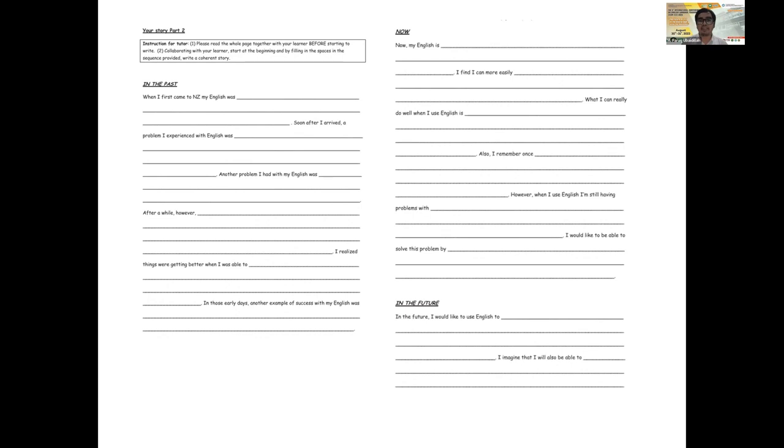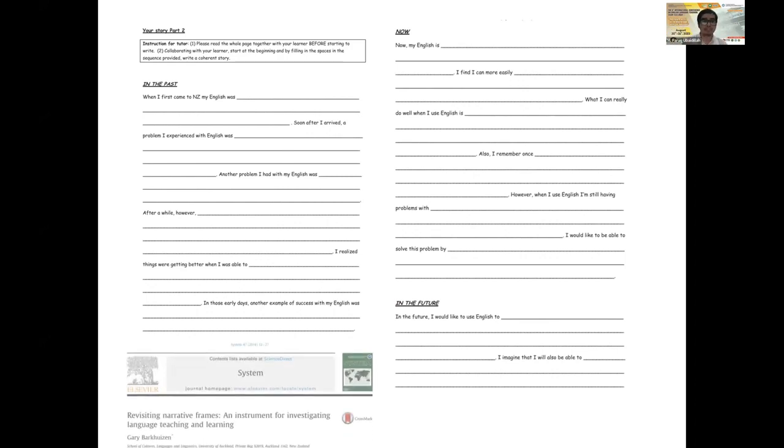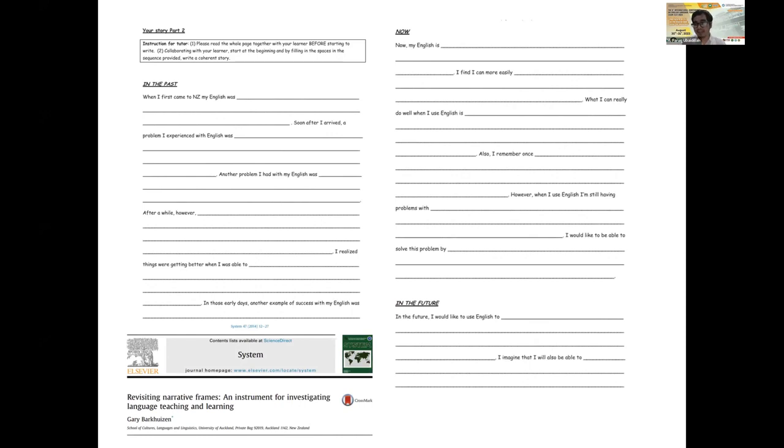And next is present. So this is also a narrative frame that you may use for collecting the data if you follow Barkhuizen's narrative research. And then next is in the future. So past, present, and future experiences are grouped into one page or 2 pages of narrative frames. So here you go. You can access this article freely in the system, but if you can't, just contact me. I'm more than happy to give you some narrative inquiry articles.